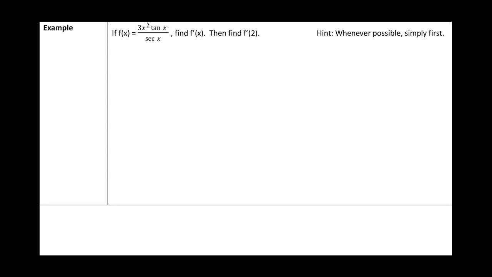Next up, we have 3x squared tan x divided by secant of x. Now here is where it might be beneficial to simplify first. So hint is, whenever possible, simplify first. Anytime you have tangent or secant as part of other trigonometric expressions, it's almost always easier to simplify first. So here's what we know. We're going to separate the 3x squared from the trigonometric part, which is tan x over secant of x. And then we're going to replace tan x and secant of x with what they equal.